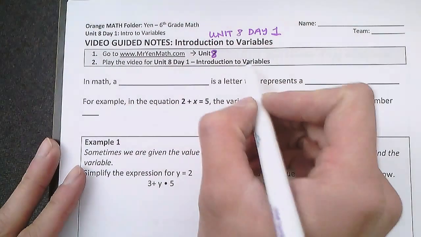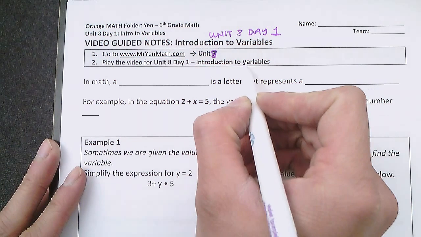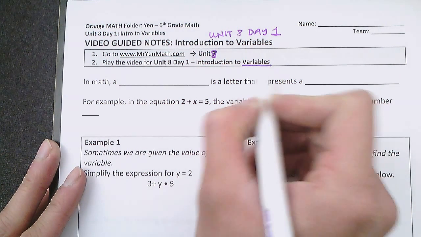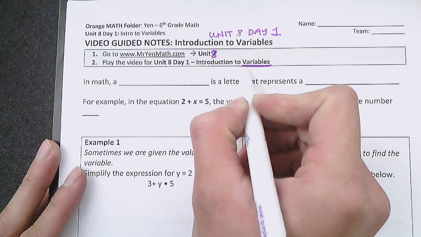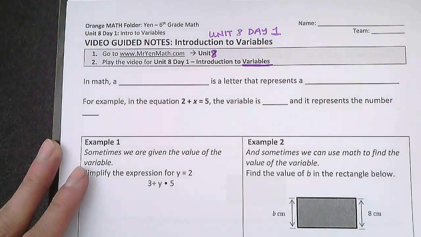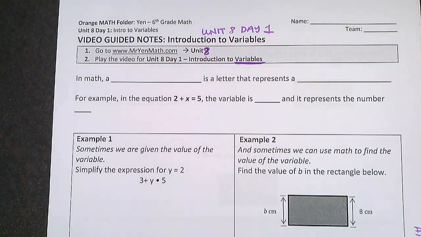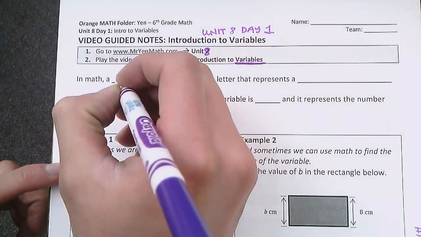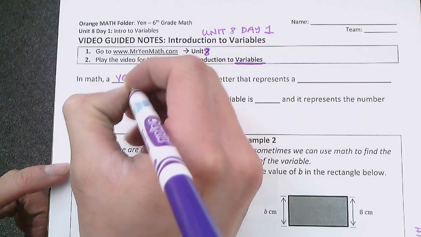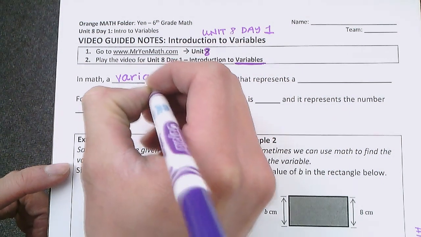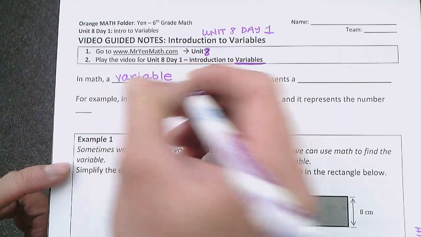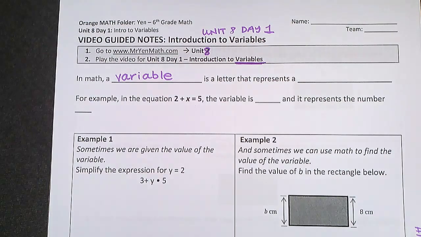So we've worked with variables before in this math class, and in this unit we're really going to be focusing on working with variables a lot. So a quick review of what we learned. In math, a variable, let's write that out here, that's our math vocabulary for today. A variable is a letter that represents a number.